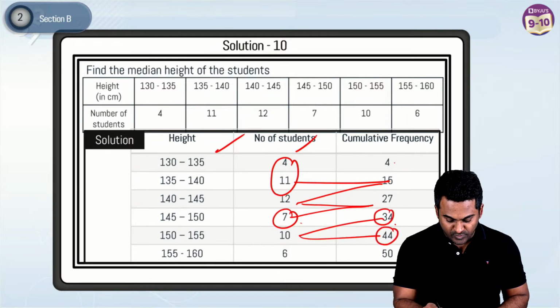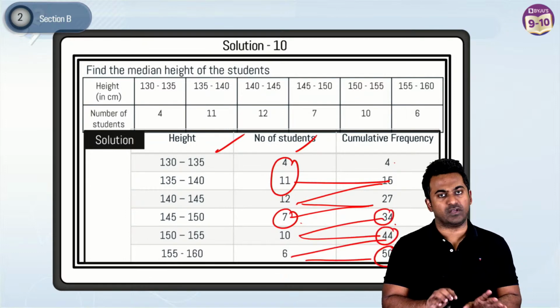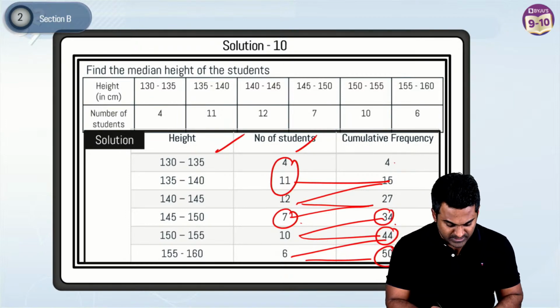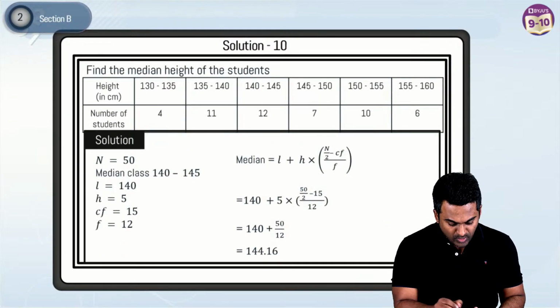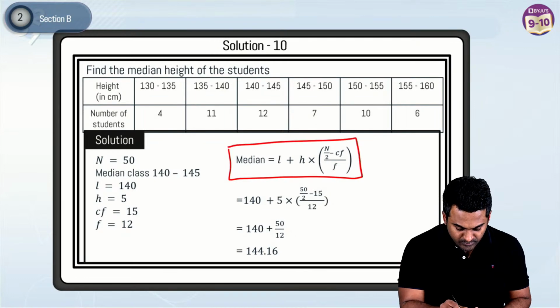34 plus 10, you get 44. 44 plus 6, and you will get 50. So this is how you figure out the cumulative frequency. Fairly simple. And now, this is the formula for median, right?